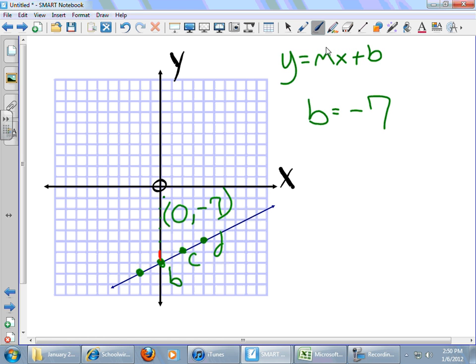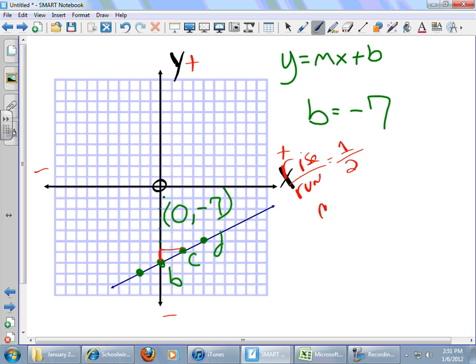I will count my rise. My rise number is 1. My run number is 2, and in this case they're both positive, because I went up 1 and to the right 2. Remember, this is positive and this is positive. To the left is negative, down is negative. So I went up 1, right 2.